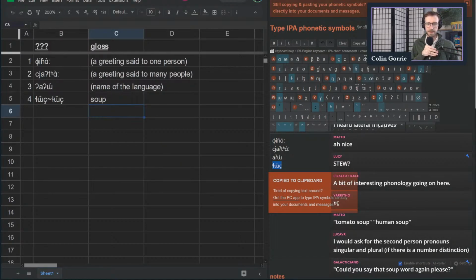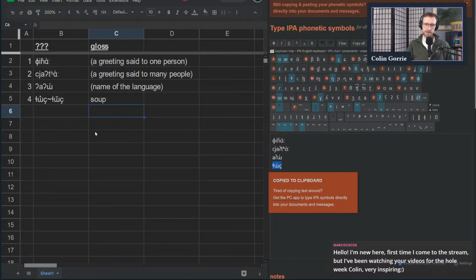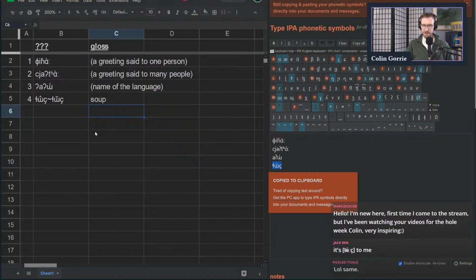All right. So Galactic Santa's asking, could you say that soup word again, please? Whoosh. Okay. Jack is saying that the vowel sounds a little bit farther forward than I've transcribed it here. So how does that sound? Whoosh, versus hlih. Which one of the ones I said was better?